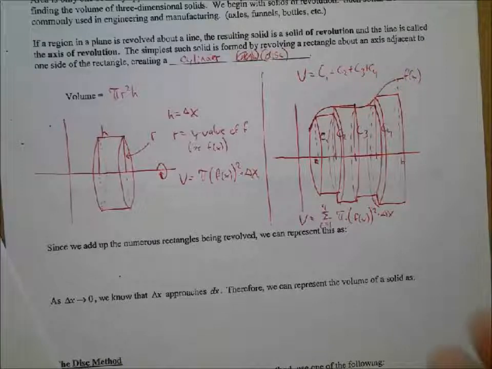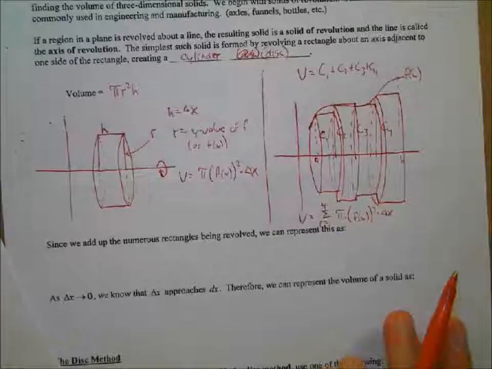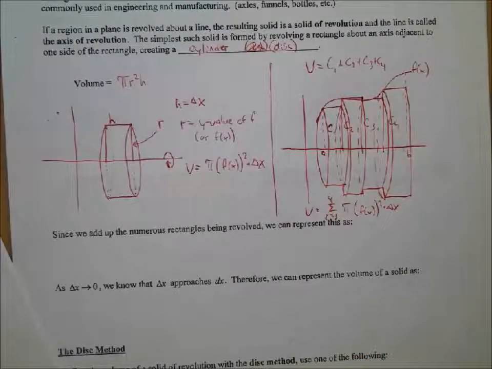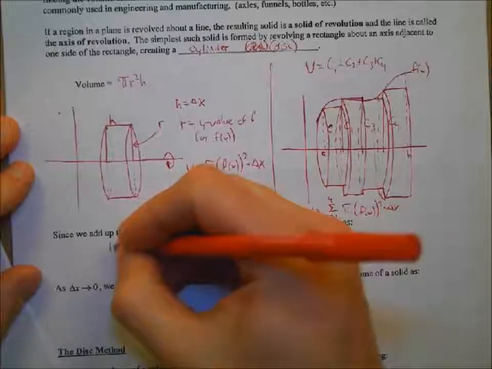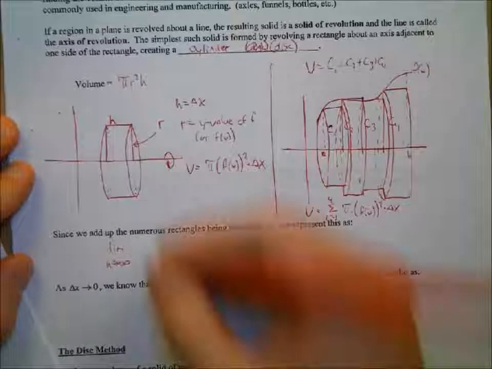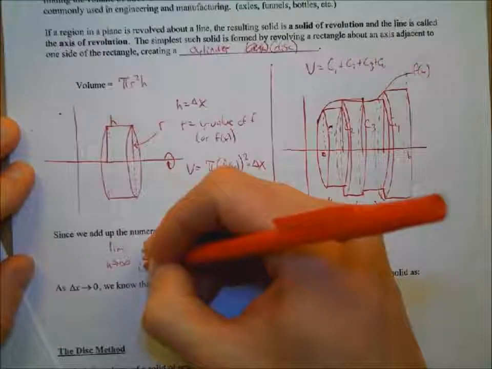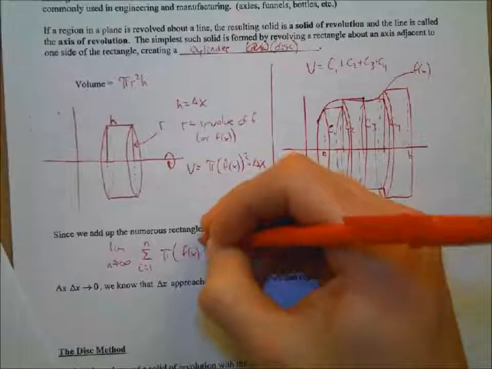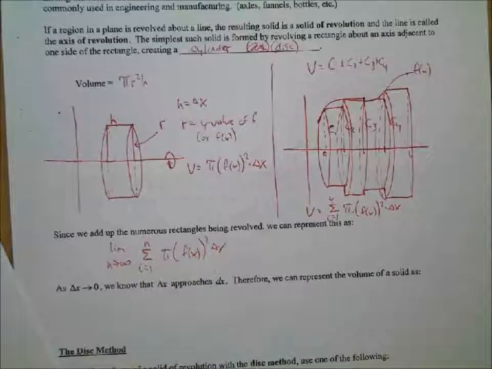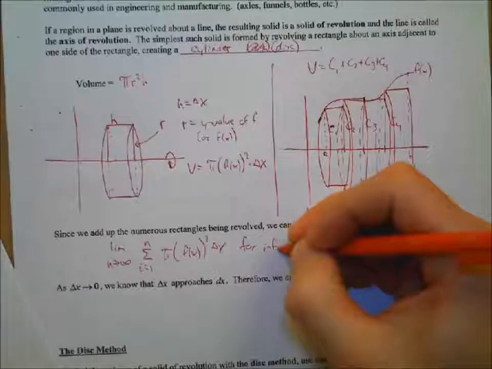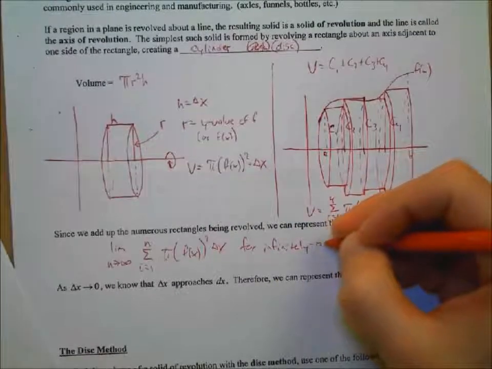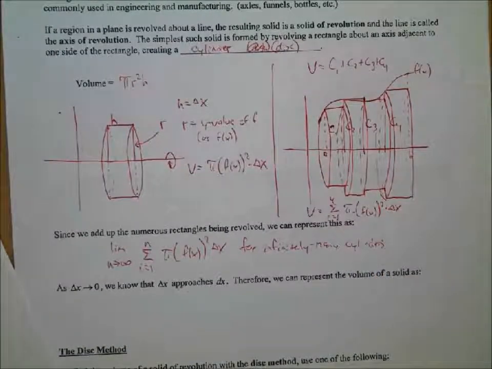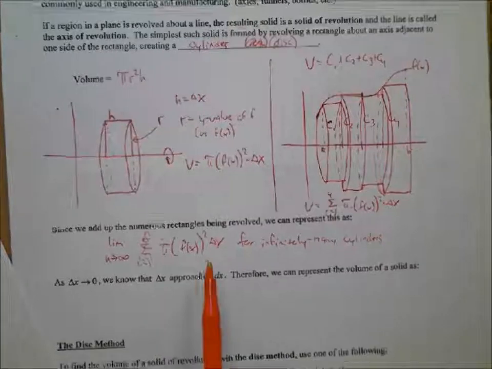But of course that's only four cylinders, and that's just an approximation. To get a better approximation, the more rectangles that we create, the more cylinders we create, which creates a better representation of the shape. And so we want the limit as n approaches infinity. We want an infinite number of those cylinders. And we recognize this as the definition of the integral, right?